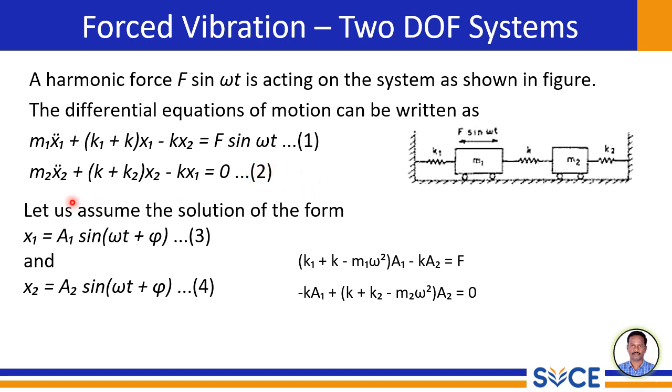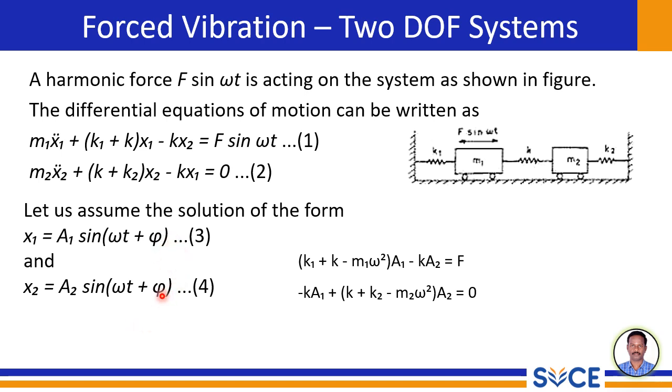The second equation represents forces acting on mass m2. This equation is similar to the first one, but there is no external force. To solve these equations, we assume the solutions are of the form x1 equals A1 sin(omega t plus phi) and x2 equals A2 sin(omega t plus phi). These equations represent harmonic oscillations with amplitudes A1, A2, the same frequency omega as the forcing frequency, and a common phase angle phi.